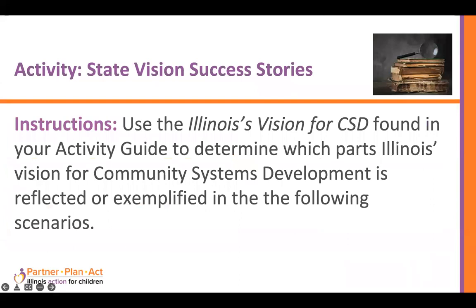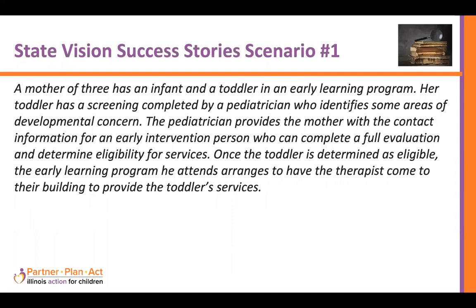You're now going to review 3 state vision success stories where you will use the Illinois vision for CSD found in the activity guide to determine which parts of Illinois' vision for community systems development is reflected or exemplified in each story. At this time, read the first state vision success story scenario and determine which Illinois vision for CSD is aligned or exemplified. For each scenario, after you pause for thought, select the answer you think best fits the scenario and then resume the training.